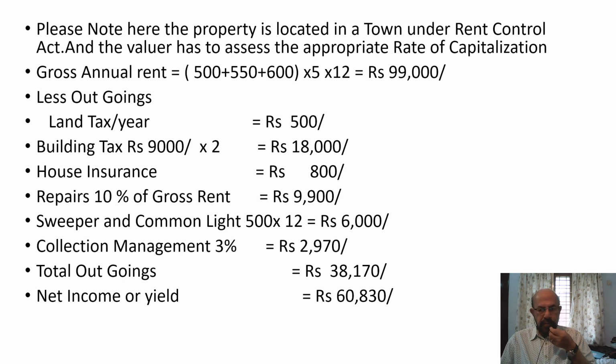Collection management 3% is equal to 2,970. So total outgoings is equal to rupees 38,170. Net income or yield is equal to total annual rent 99,000 minus the total outgoings rupees 38,170, which is equal to rupees 60,830.